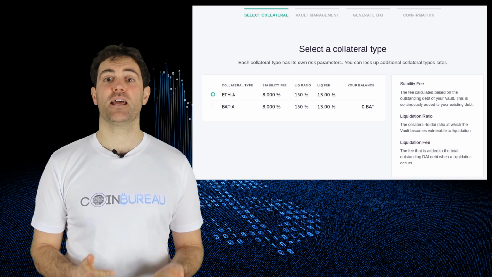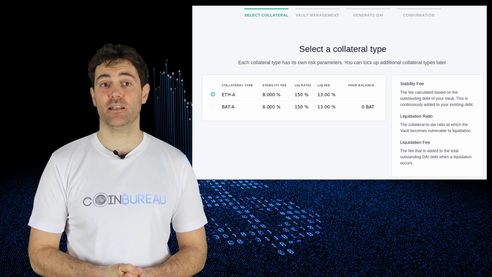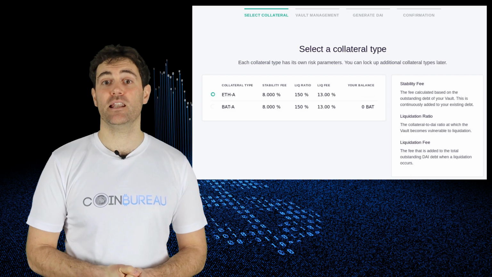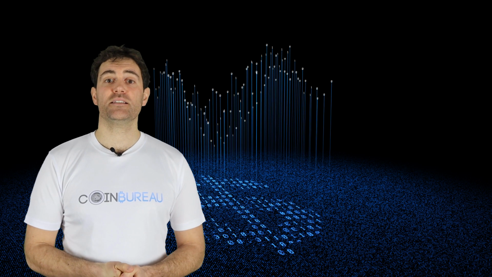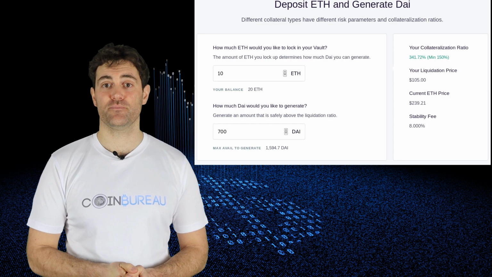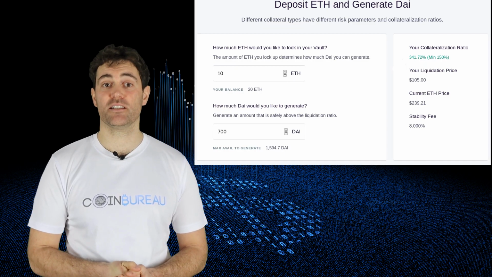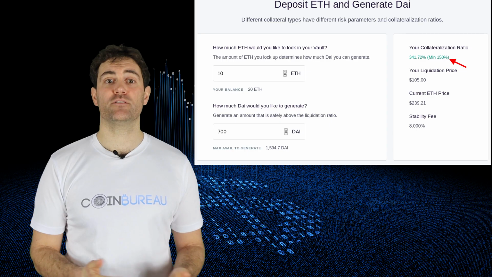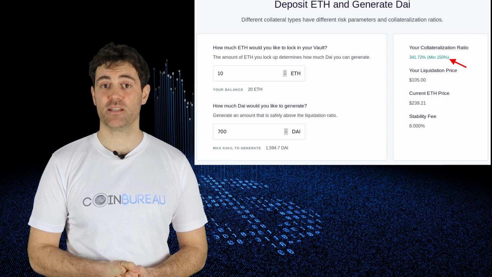Here you can see the exact terms of the vault, which in this case has a 150% liquidity ratio, 13% liquidation fee, and an 8% stability fee. Next step, you choose how much you would like to lock up and how much DAI you would like to generate. Take note though that you need to generate a minimum of 20 DAI in order to set up the vault.